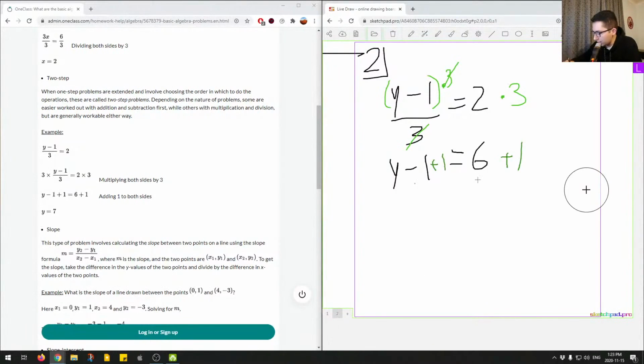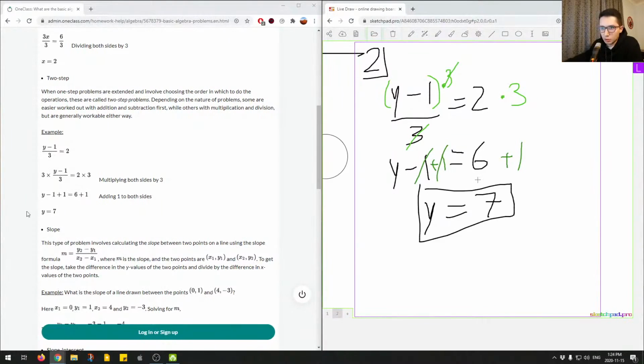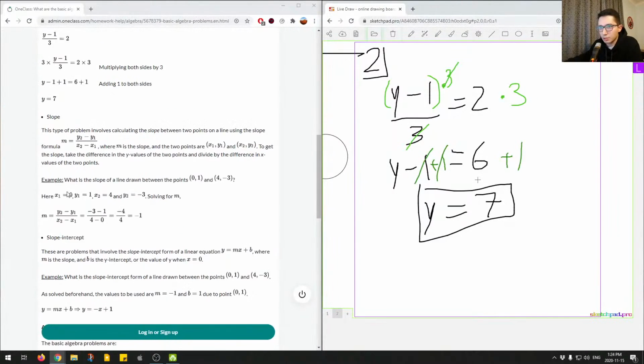We can see that the 1's cancel out, and we're left with y is equal to 6 plus 1, which is 7. So here they get the same answer, and this is correct. So next example is for slope. In a scenario where we're calculating for a line, or we're given 2 points, here they're saying the m represents slope. So let me erase this over here.